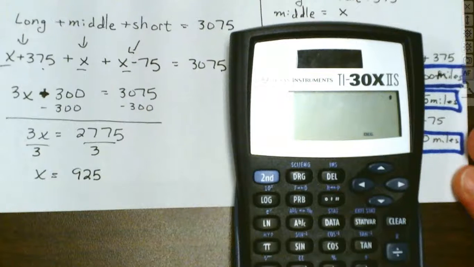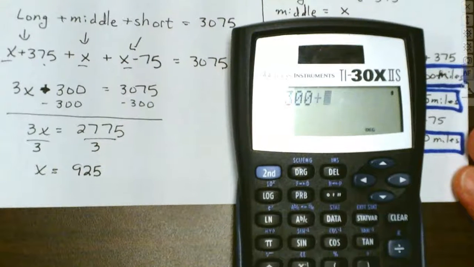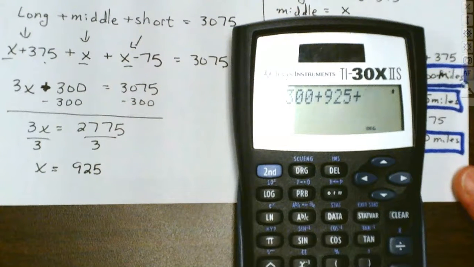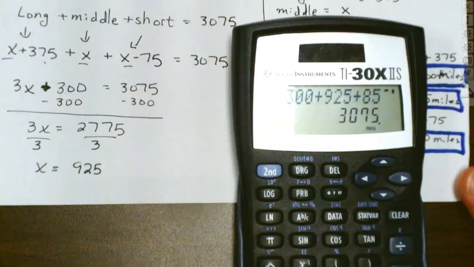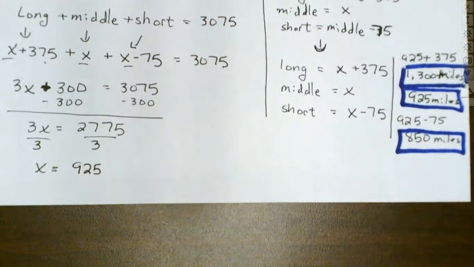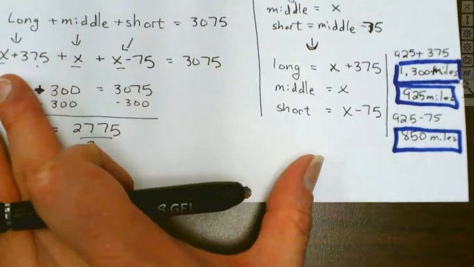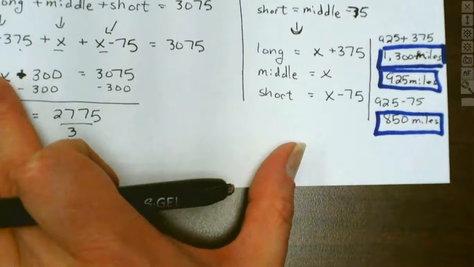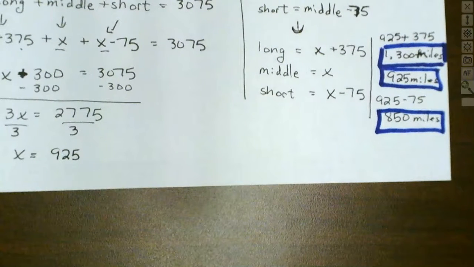So we have 1300 plus 925 plus 850. That comes out to be 3075, so we know we did it correctly. And so our answer on this one would be 1300 for the longest side, 925 for the middle, and 850 for the short side.